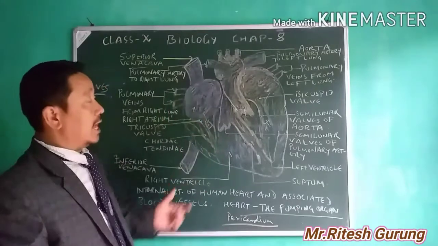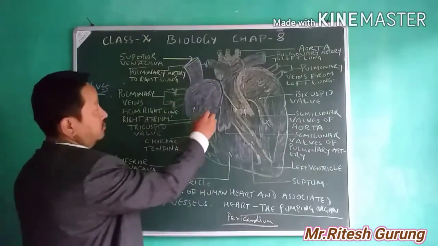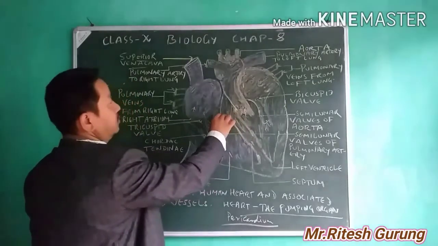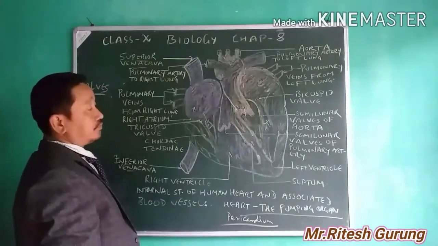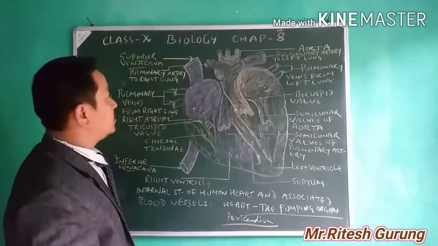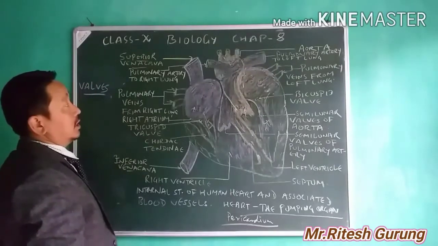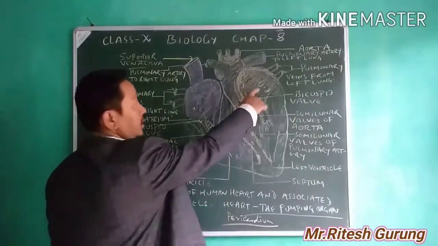Then from the pulmonary artery, the blood will be taken to the lungs for purification. After purification, it will be brought back to the auricles.